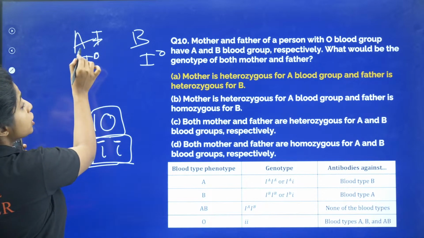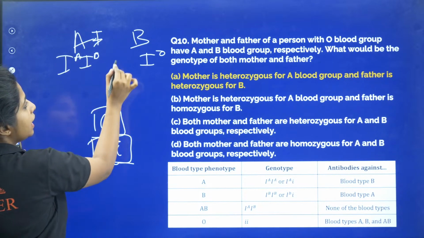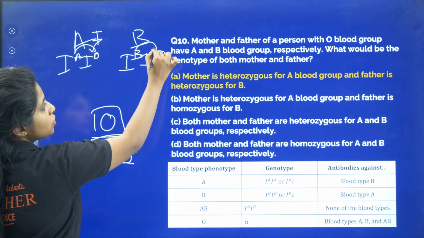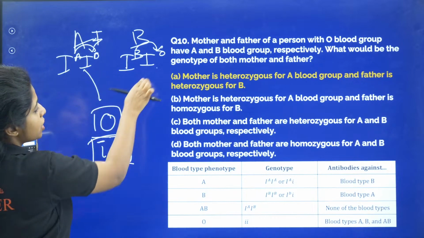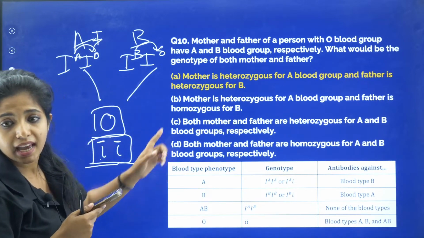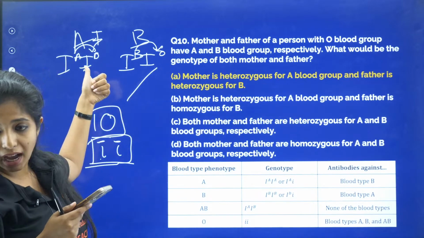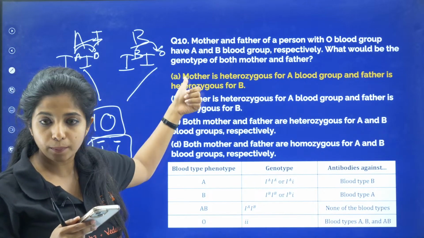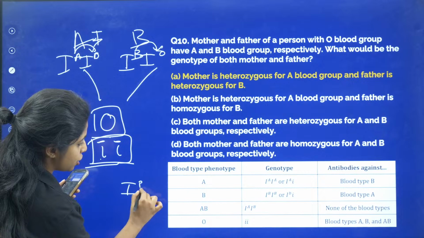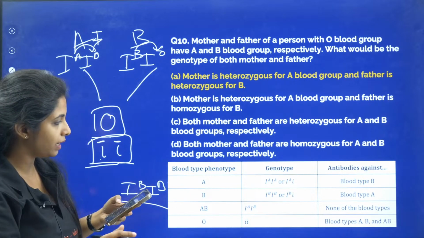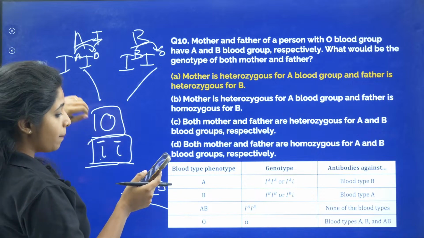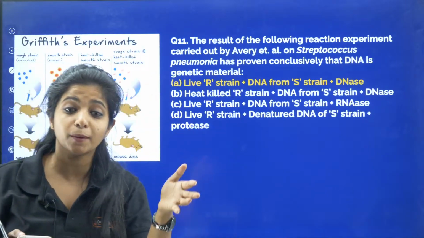So basically, if she is A, then it has to be IA, and if he is B, it has to be IB, because A is dominant over O, B is also dominant over O. Now when these two genes come together, it will be like this. So can I say mother is heterozygous for A? Yeah, heterozygous for A, and also the father would be heterozygous for B. Homozygous means this condition. Are they homozygous? No, my dear children. So please go ahead with this. Works?